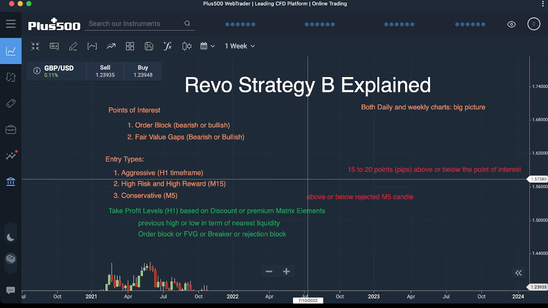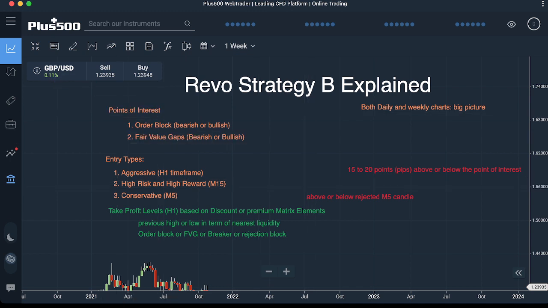And the take profit is going to be based on the H1 time frame, and we will look for the nearest liquidity in the form of a previous high or previous low, and also the other elements of the discount premium matrix like order block, fair value gap, breaker, or rejection block as the target profit. Okay, the theory is enough.